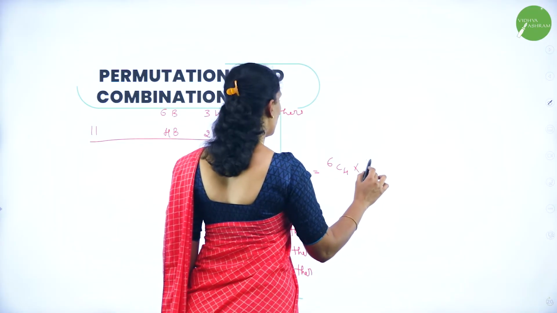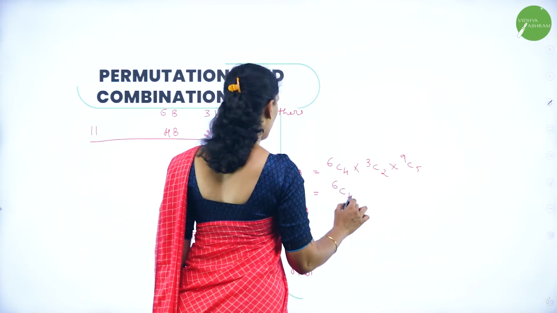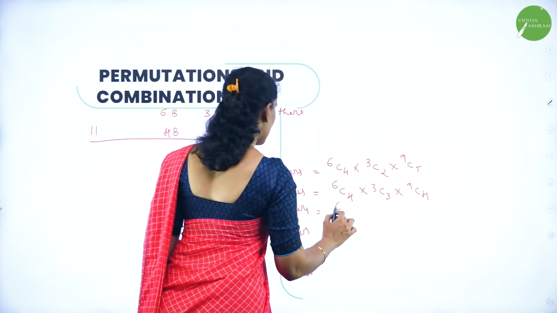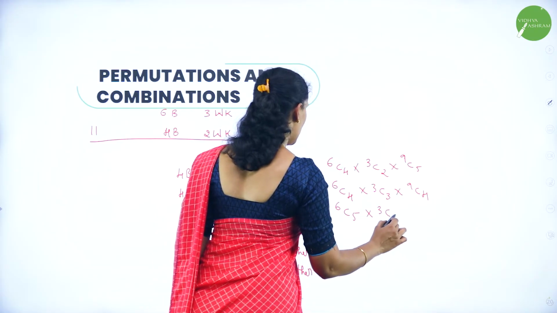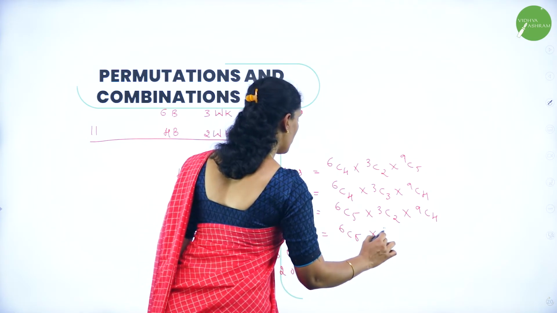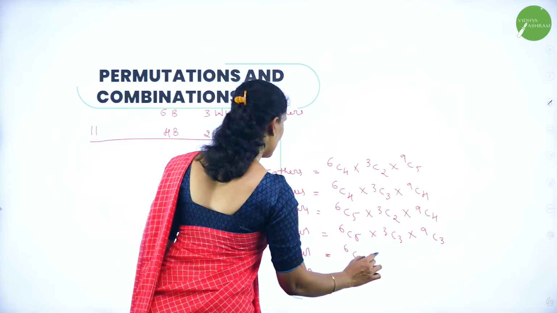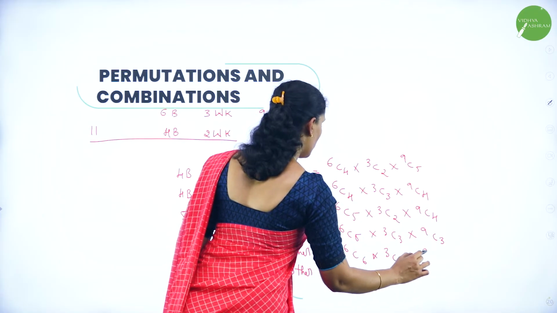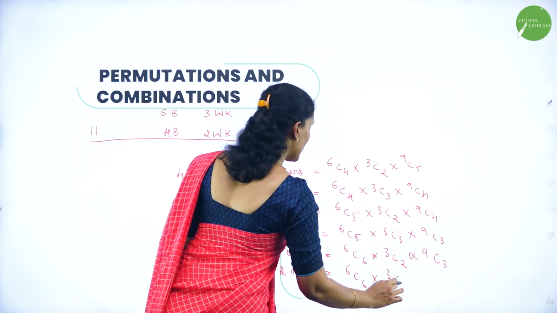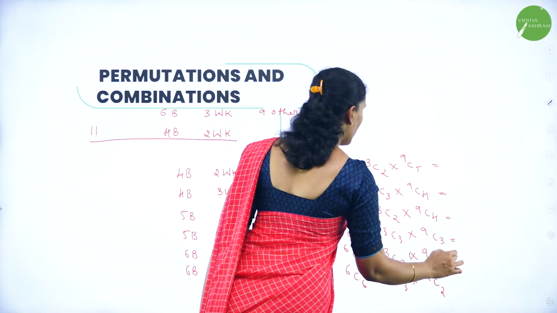6C4 into 3C2 into 9C5. So here again we have 6C4 into 3C3 into 9C4. Next here we can take 6C5 into 3C2 into 9C4. So here we will get 6C5 into 3C3 into 9C3. Next here again 6C6 into 3C2 into 9C3. So the last one will be 6C6 into 3C3 into 9C2. So you need to find the value of all these.